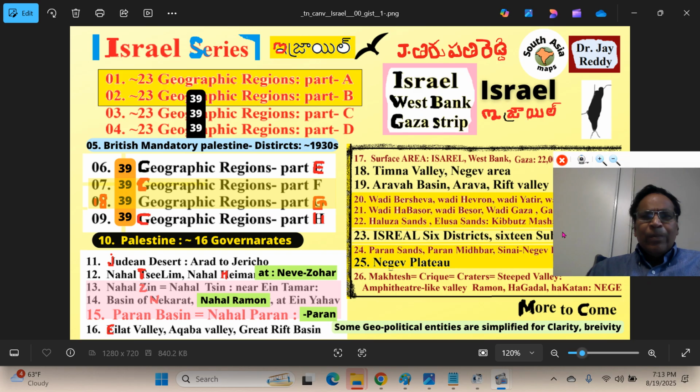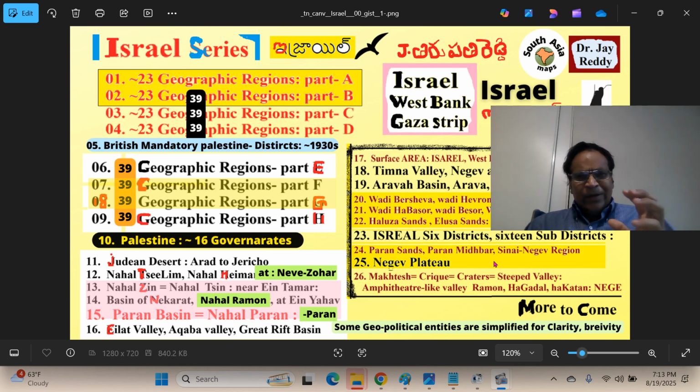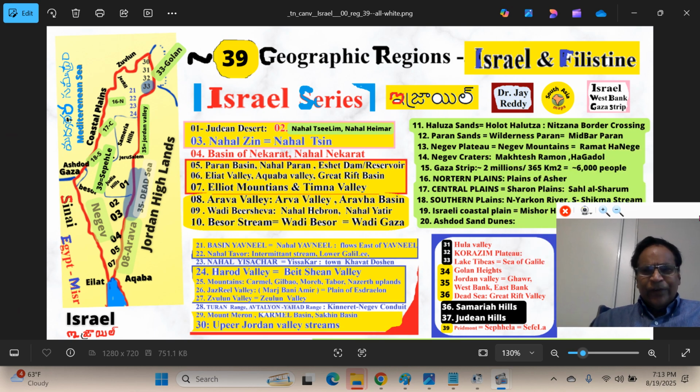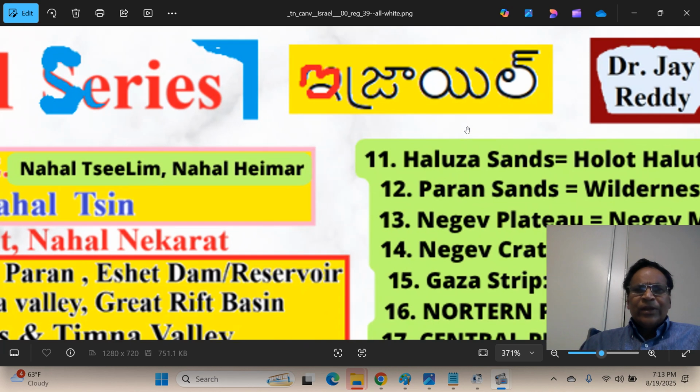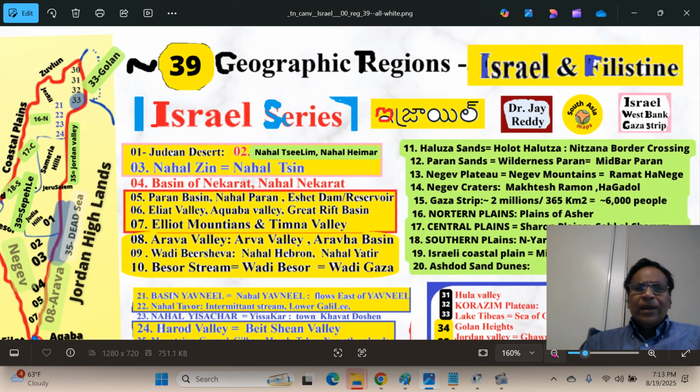We are now in part 25, Negev Plateau, Negev Upland region, and Negev Mountain. This is not an arid desert region. This is a distinct part. All the 39 and 40 physiographic regions I am showing you here so that you can stop and have a look at it. And we are in the Negev Plateau region, the 13th physiographic zone: Ramat Ha-Negev, Negev Mountains Plateau, Negev Plateau.